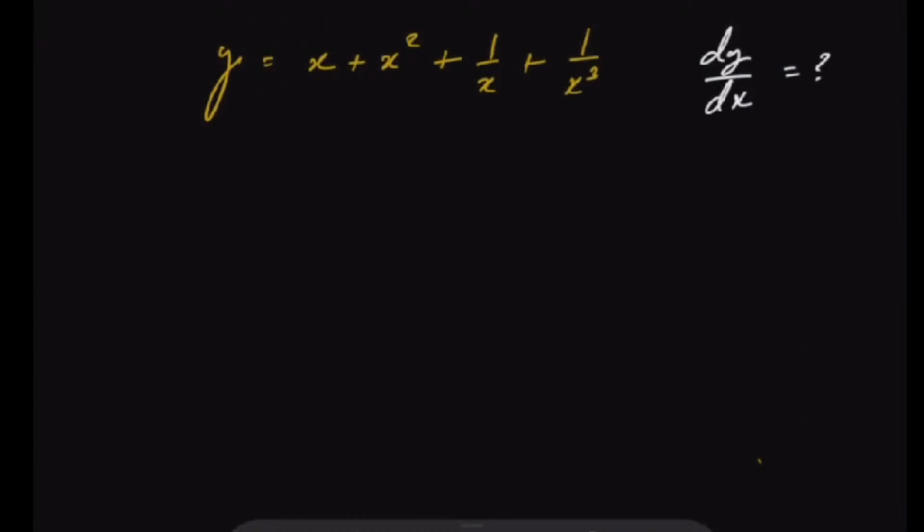Now, I have to take the derivative of each and every term and then add. Okay, so dy by dx is, okay, let me take another color.